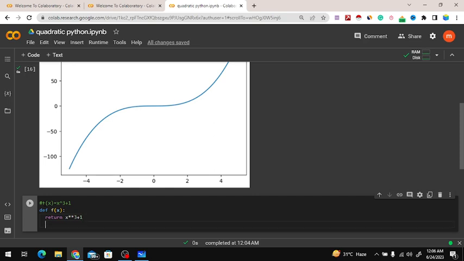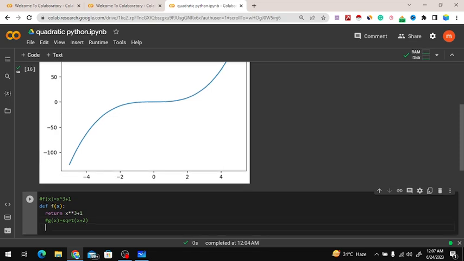and the next function should be g(x). g(x) will equal the square root of x plus 2, sqrt x plus 2, and define here g(x), like def g(x).